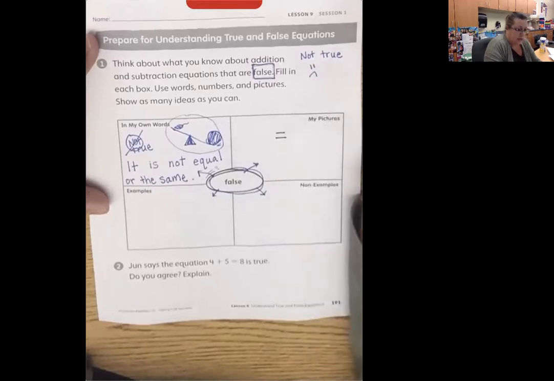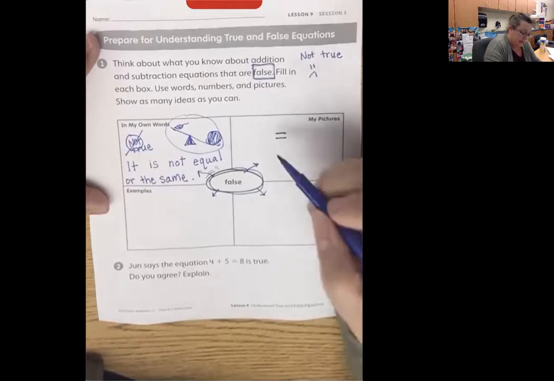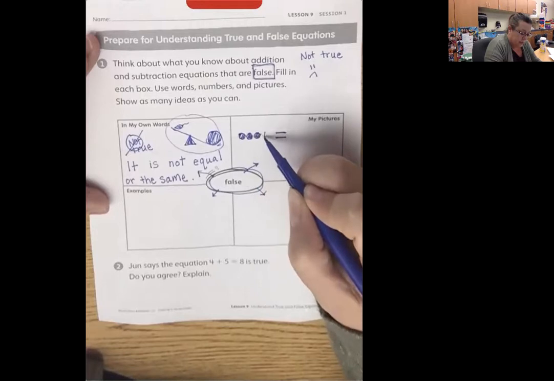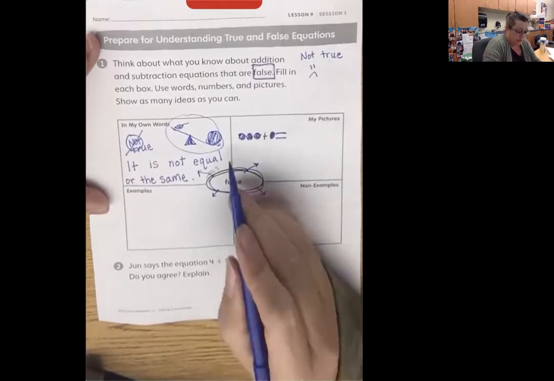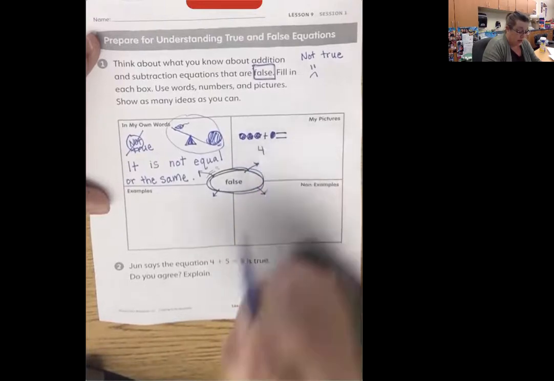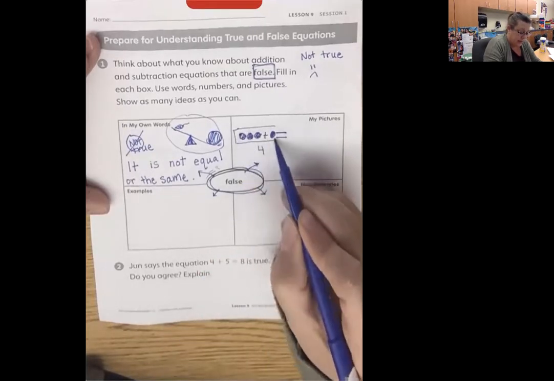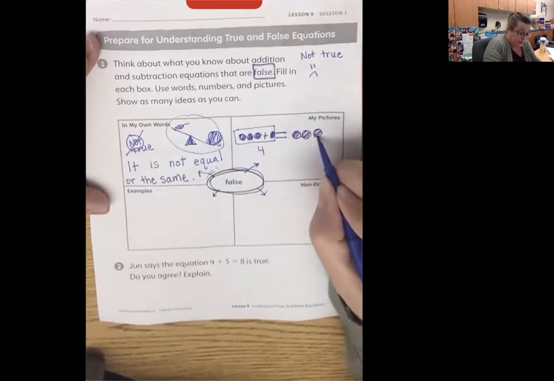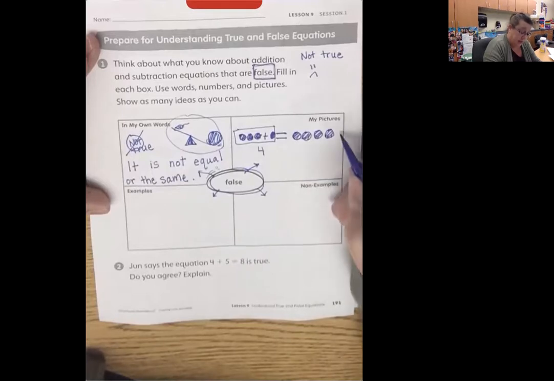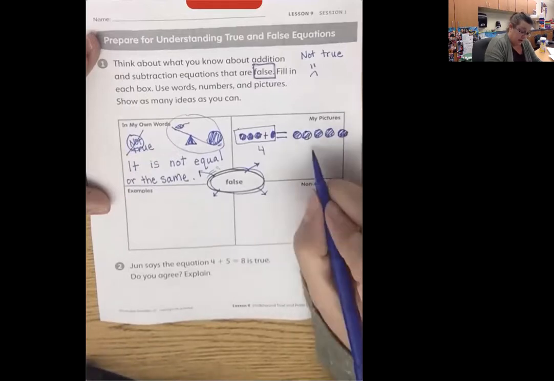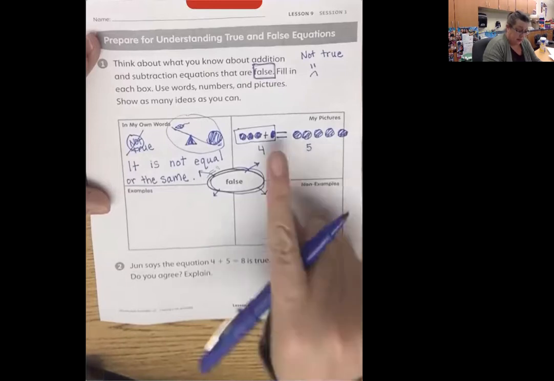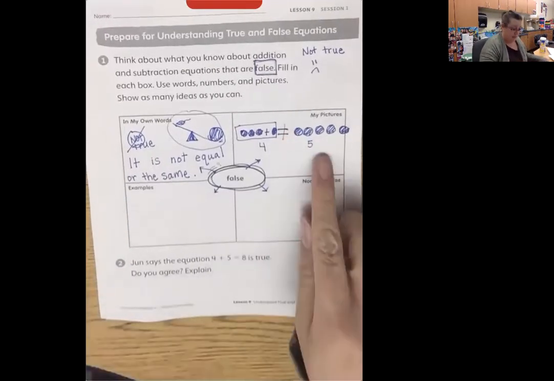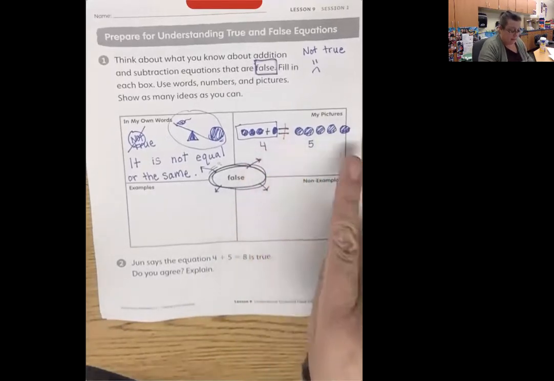Another picture of not equal or not the same. So we know that the equal sign is in the middle of a problem, okay? If I have 3 balls plus 1 more ball, that would mean I have 1, 2, 3, 4 balls, right? And that's how many are on this side of the equal sign. On this side, if I have 1, 2, 3, 4, now they would be equal, right? But I don't. I have 1 more than 4. That means there are 5 on this side. So 4 is not equal to 5. 4 is not the same as 5.